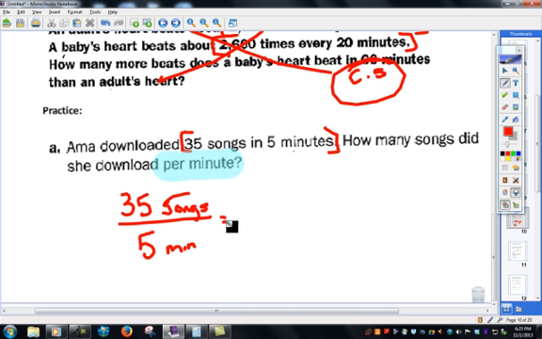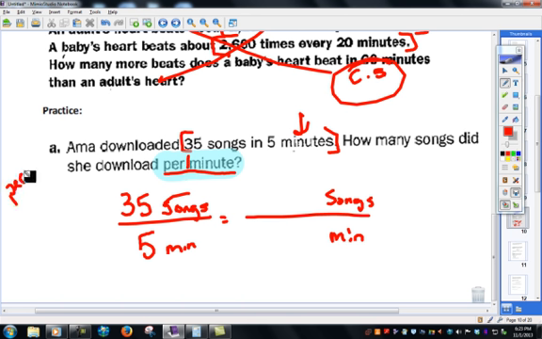Now, whenever you're doing unit rate, the first thing I want you to do is put your labels on there, because songs will always be on top. Minutes will be on the bottom when you're doing unit rate. Your units matter. I put minutes on the bottom because it said I want to know how many songs she can download per minute, which means per 1 minute. You can write that over here. Per would mean 1.